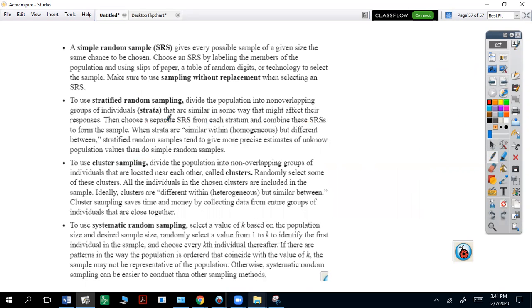Within random sampling, you have a simple random sample. That's when every possible sample of a given size has the same chance to be chosen. You want to make sure you're sampling without replacement when you're doing that. That's important for independence purposes.